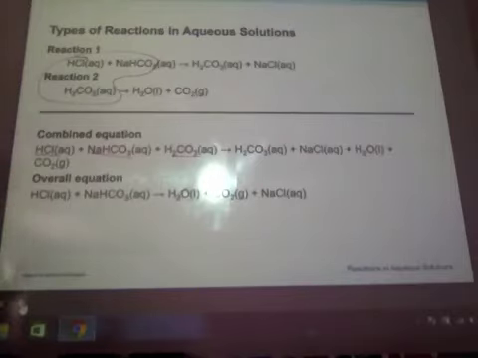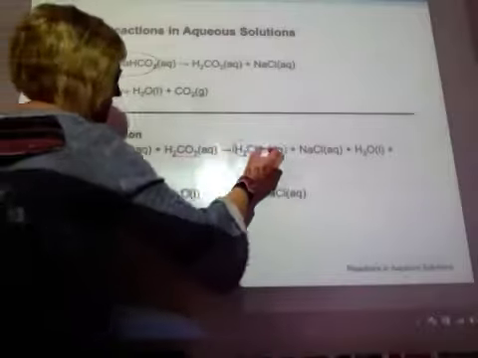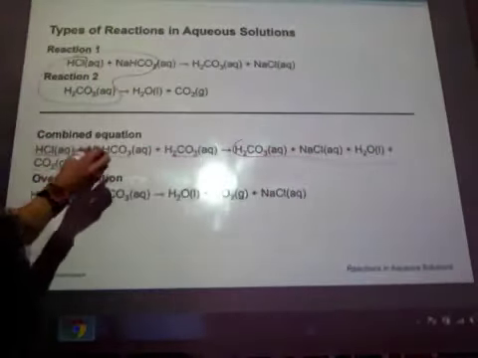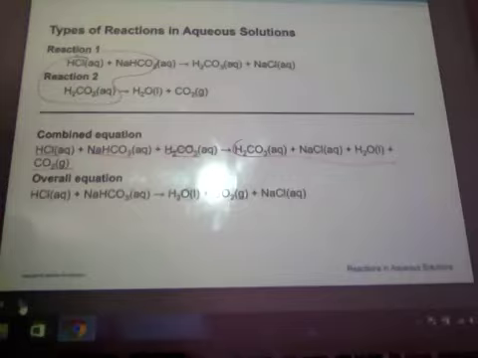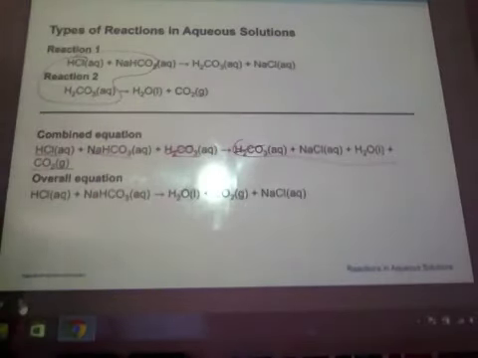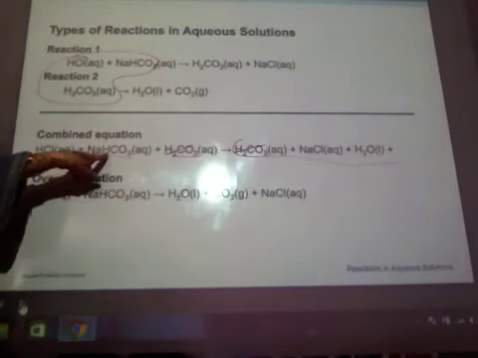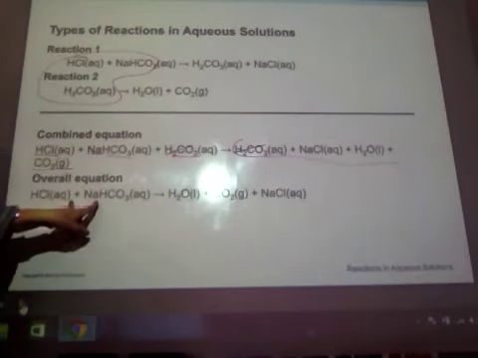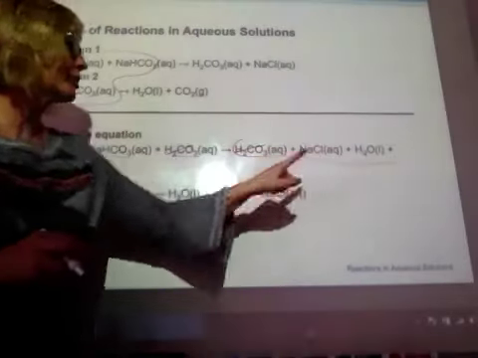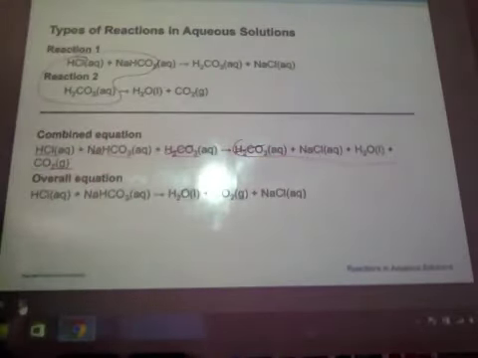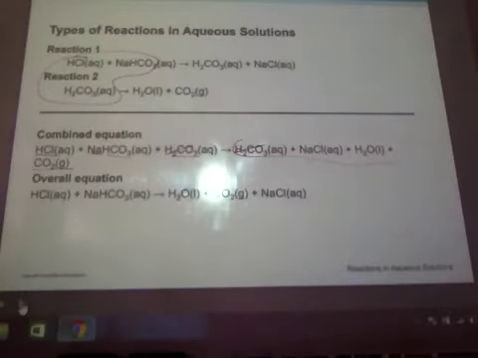However, notice here's my overall combined everything. I have H2CO3 on this side, and I have it on that side. I'm going to simply eliminate that one. So I end up with my 2 reactants, and I end up with my 3 products that do not show up on both sides. So I can combine reactions. That doesn't happen very often. I will not have one of those on your test, but it's good to know, and there's one for you.